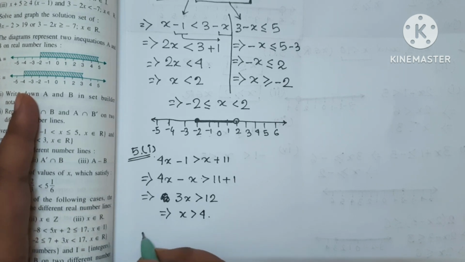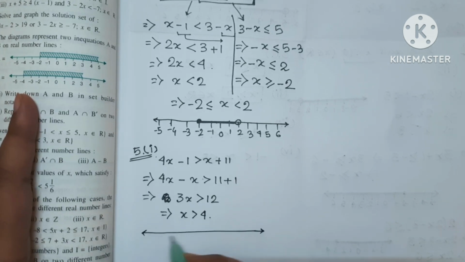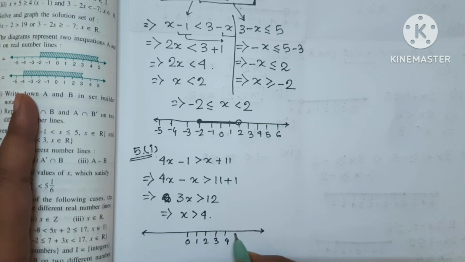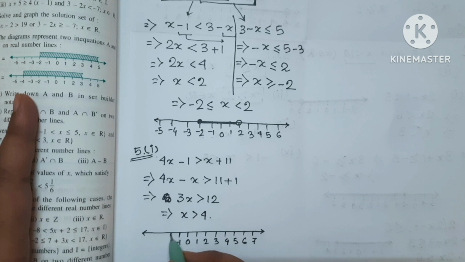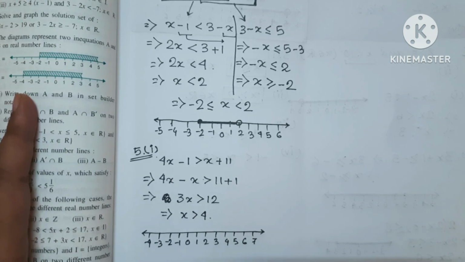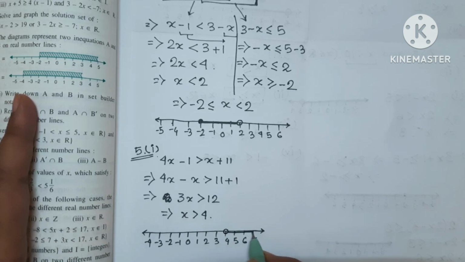And if you draw it in number line, 0 1 2 3 4 5 6 7, minus 1, minus 2, minus 3, minus 4. Now see, x greater than 4, so this and this.